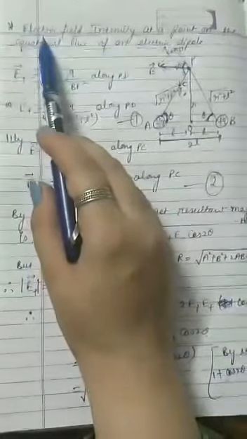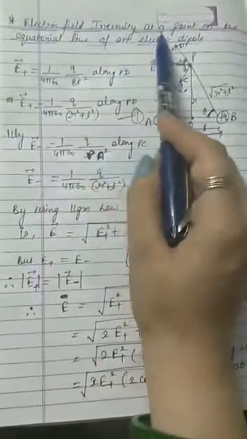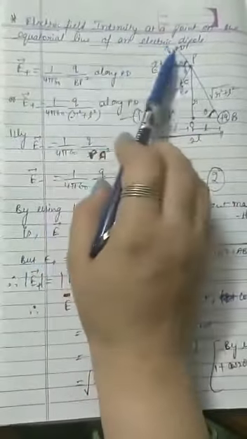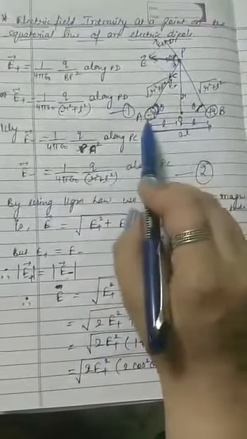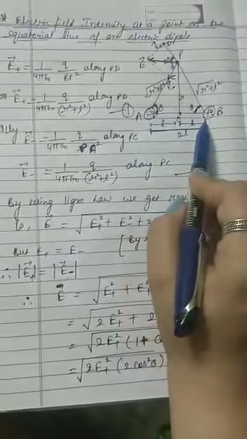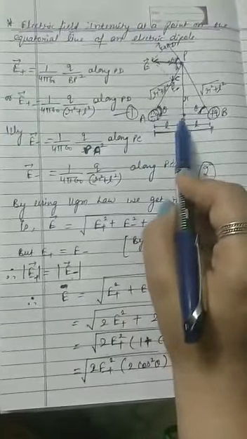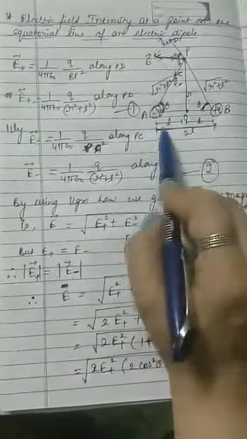Today my lecture is on the topic electric field intensity at a point on the equatorial line of an electric dipole. Firstly, let us consider that AB is a dipole having minus q and plus q charge. Let O be the midpoint of the dipole and 2L the length of the dipole.